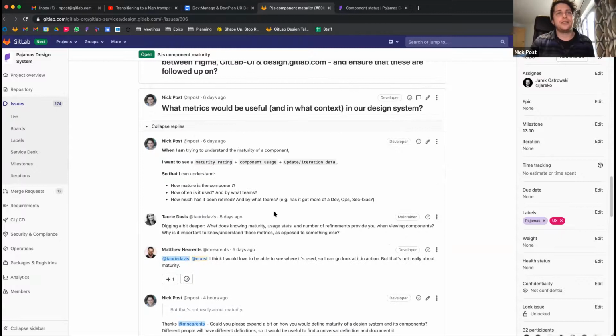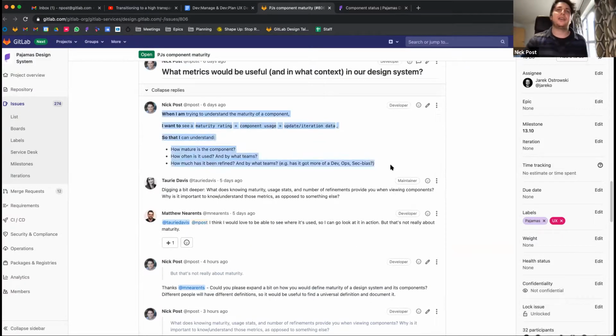So here we go. The way I described it initially was, when I'm trying to understand the maturity of a component, I want to see a rating for the maturity, how much the component has been used, and update and iteration data, so that I can understand how mature it is, how often it's used and by what teams, and how much it's been refined and by what teams. By understanding the distribution of teams that have contributed to that component, you also get an idea of whether there's any bias in how the components have been framed. That's not a critical thing, but it's potentially an interesting area to investigate.